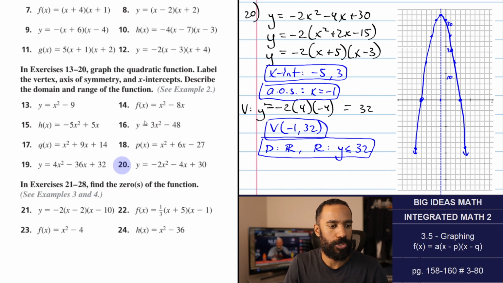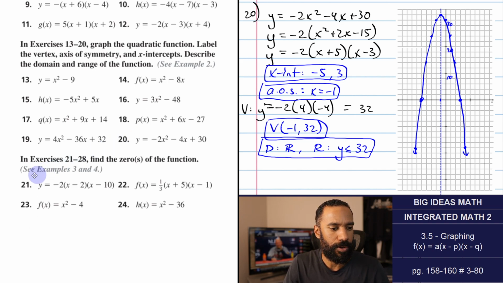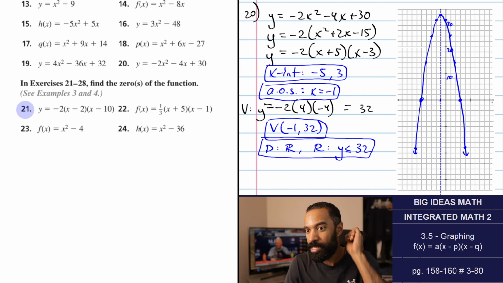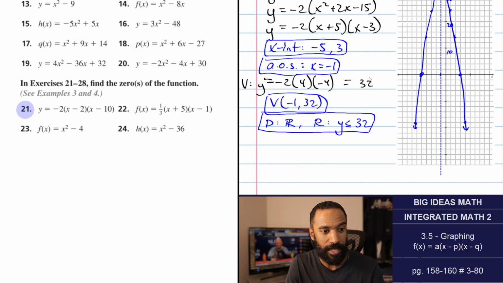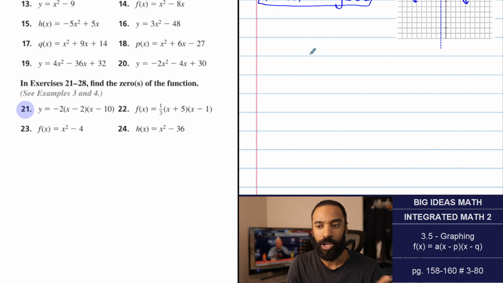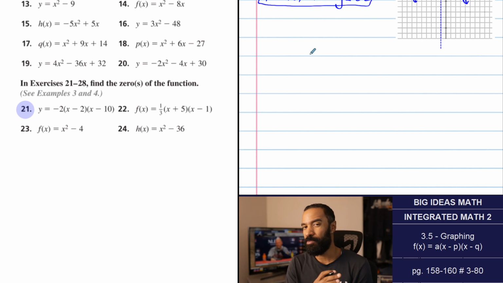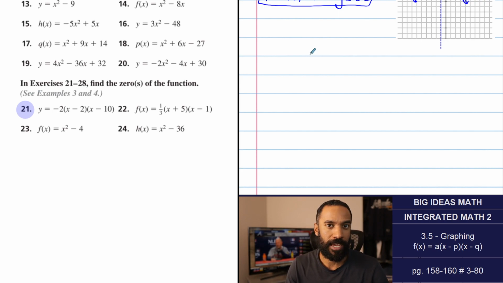Okay, let's go to 21 to 28. Find the zeros of the function. This should go relatively fast. They don't ask us to do anything, but basically once we factor this thing, unless it's already factored, we are just kind of doing the opposites. It's the same thing as the x-intercepts. Let's just call them x equals that, right? Work-wise, what I should be doing is setting y equal to 0.